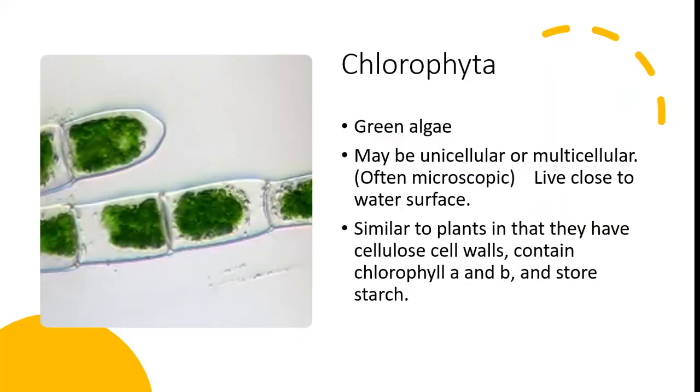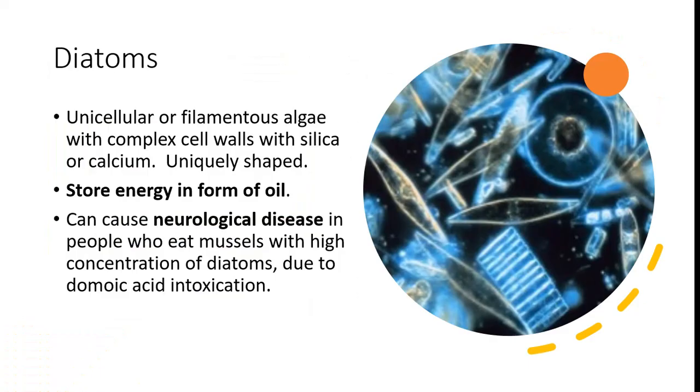Then we have our green algae, known as Chlorophyta. Now, green algae is usually microscopic. It's sometimes multicellular, oftentimes unicellular, but most often microscopic, and it's found at the surface of water. It's very similar to plants in the fact that they have cellulose cell walls, and they contain chlorophyll A and B, hence they're green in color and called green algae.